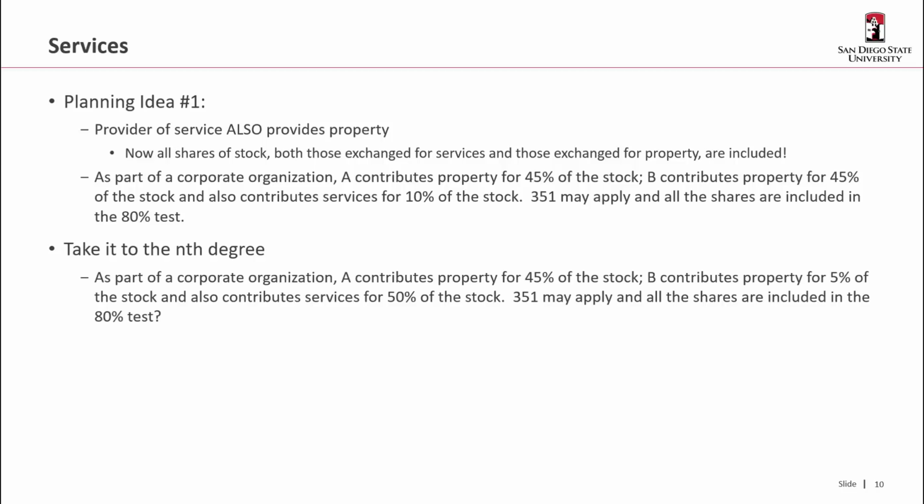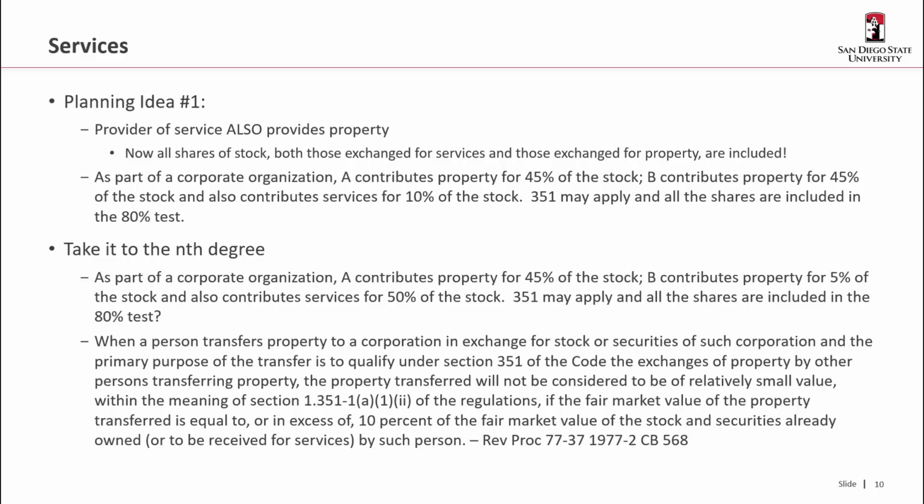So let's take this to the nth degree. A contributes property for 45%. B contributes property for only 5%, but then contributes services for 50%. Does 351 apply and all the shares would be included for the 80% test?